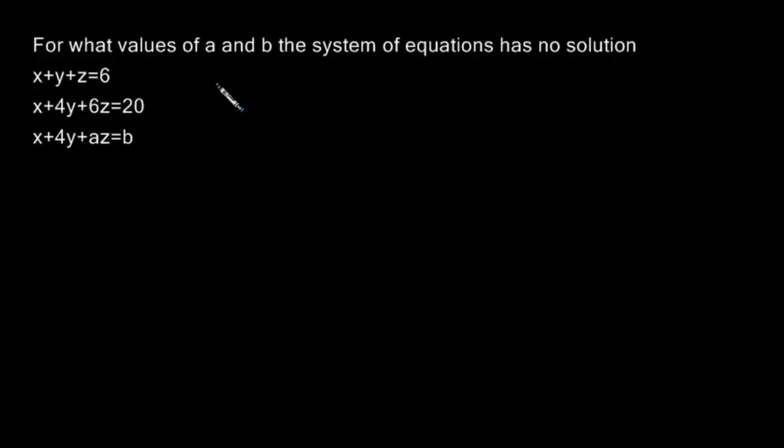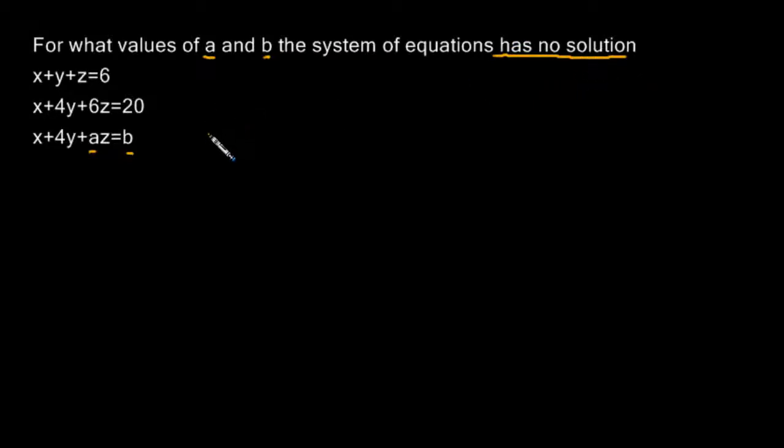In this question, we are given a system of equations and we are asked to find out the values of a and b if the system of equations has no solution. Okay, so we have these three equations in three unknowns, and here we have a and b, and the information we are given is that the system of equations has no solution.